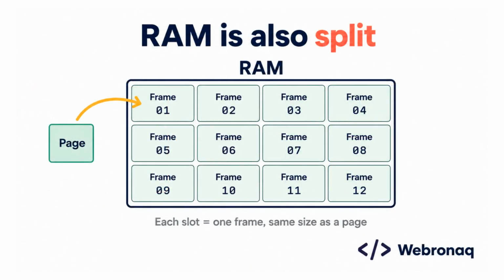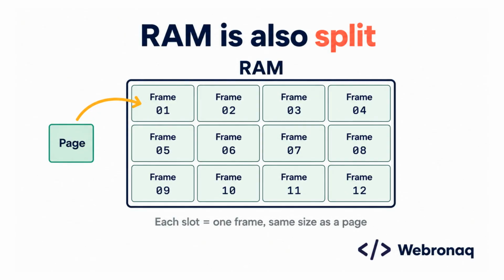Now here's the other half of the trick. The operating system also splits your physical RAM into equal-sized slots, and each slot is exactly the size of one page. These slots are called frames. So you have pages on the program side and frames on the RAM side, and they're the same size by design. That means any page can go into any frame. It's a bit like a parking lot where every spot is the same size as every car. You don't care which spot a car parks in, as long as there's an empty one.